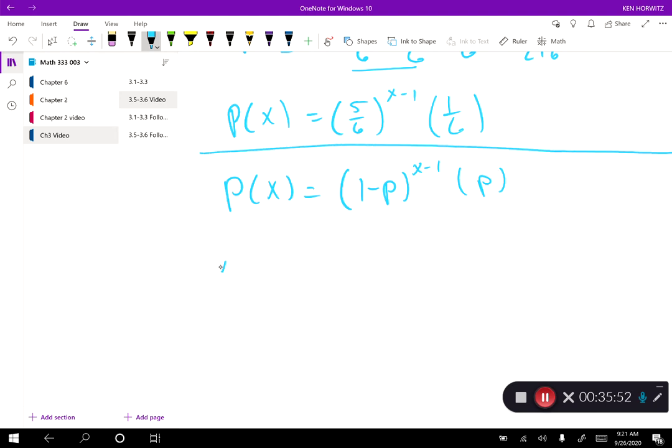My mu for the geometric distribution is 1 over P, and my standard deviation is the square root of 1 minus P over P. So there are your formulas. Take a moment, write them down. We'll do 1 or 2 examples on the back end. Pause the video now.